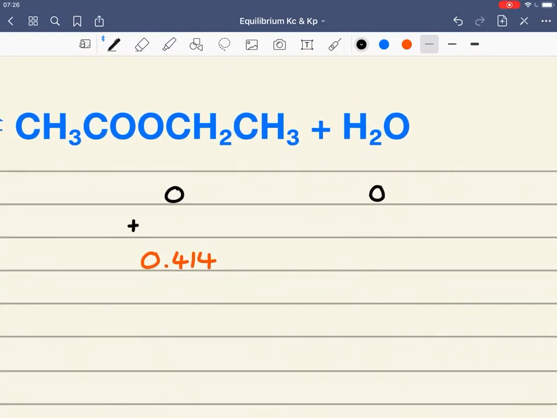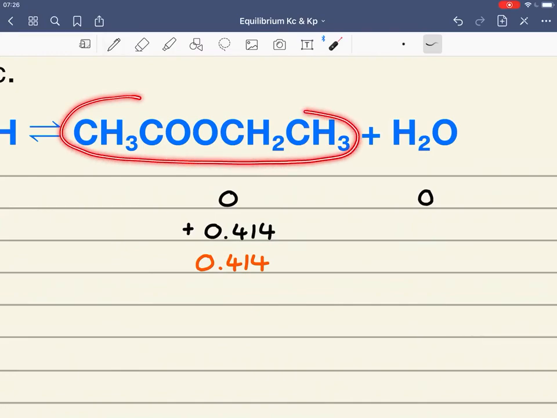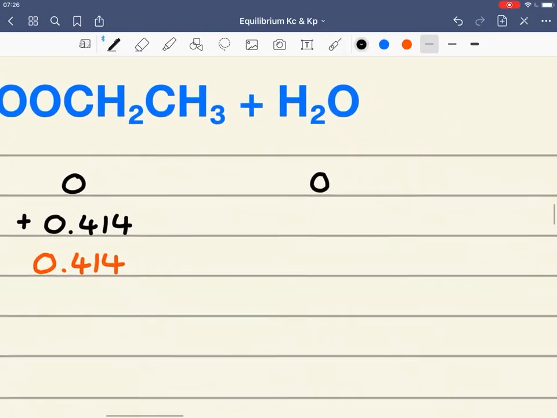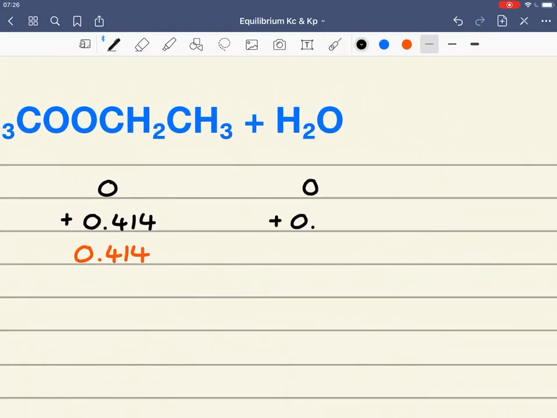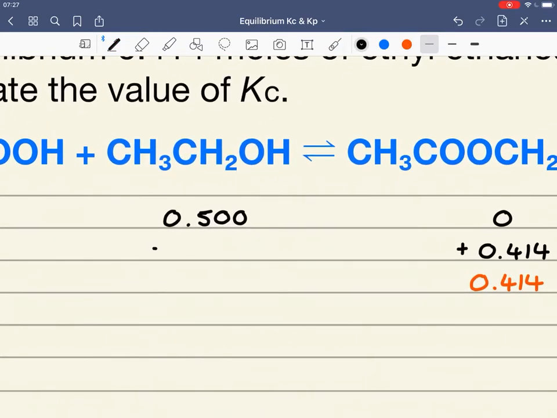So this is increased, the change in moles is an increase of 0.414. We can see from the equation, for every mole of ethyl ethanoate which forms, we also form a mole of water. So this will also increase by 0.414 to give me 0.414 moles at equilibrium. The equation tells me for every mole of ethyl ethanoate which forms, a mole of ethanol will react. So this will go down by 0.414.